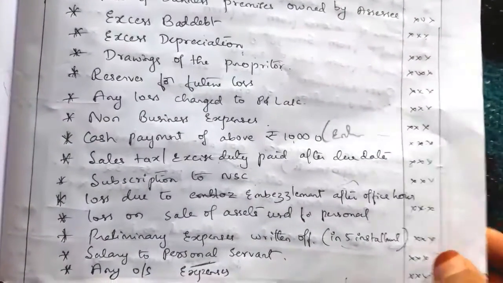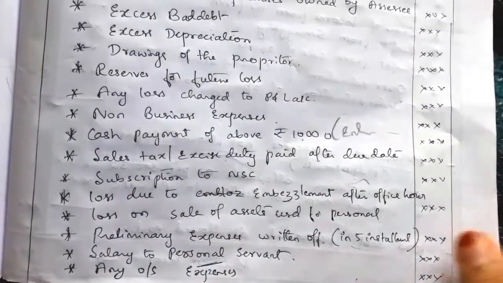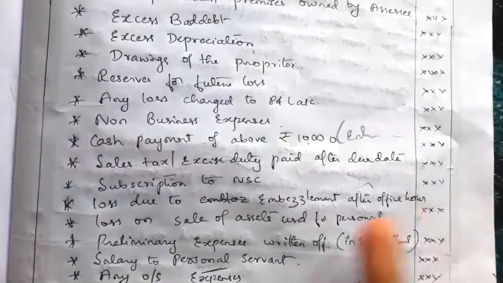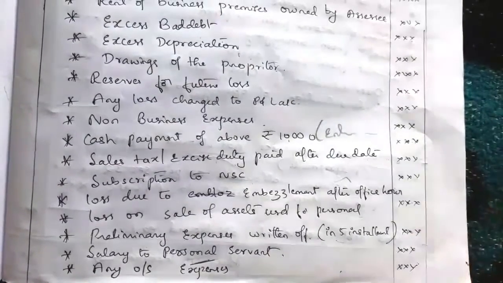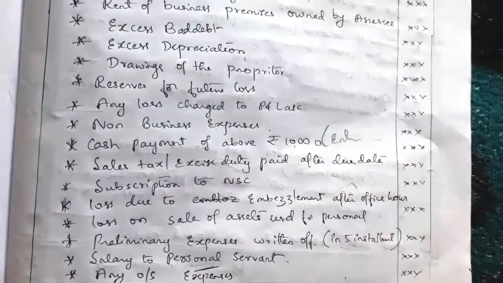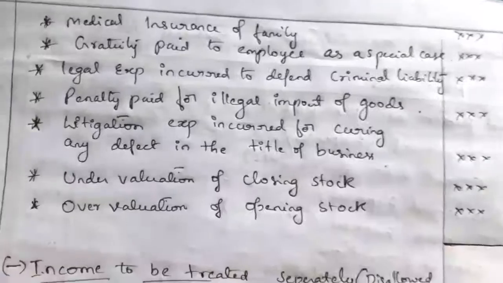Personal servant disallowed. Any outstanding expenses are disallowed. Means here income tax is levied on the already incurred. Whatever the outstanding expenses are, that is not taken for the debit side of profit and loss account.